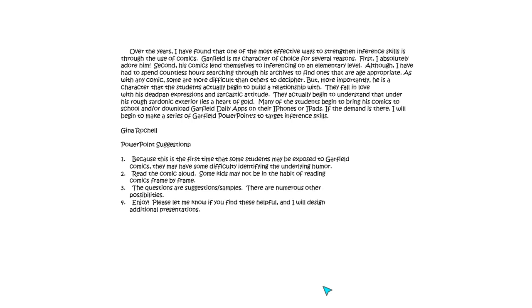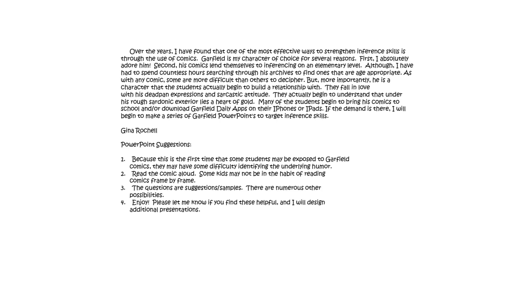This, because up here, breaking this up could have been 4, and then 1 slide for this portion. Or they could have just put the overview on the first and then just put the 4 other slides for the points. But do you see how much this is? Right here: over the years, I found that one of the most effective ways to strengthen inference skills is through the use of comics. Garfield is my character of choice for several reasons. First, I absolutely adore him. Second, comics lend themselves to inferencing on an elementary level.